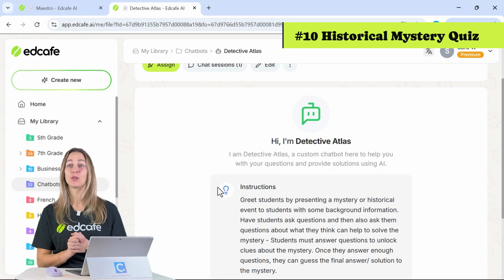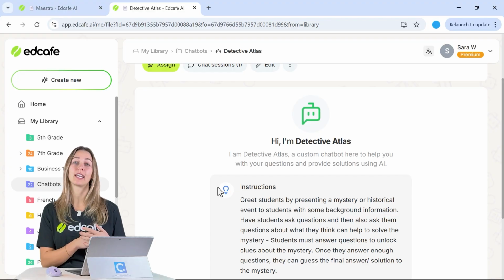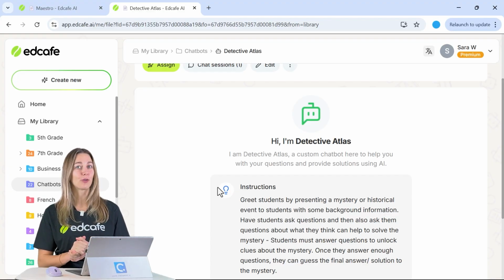Number 10, a historical mystery quiz. This allows students to solve a mystery by answering history-based questions correctly. Each correct answer can reveal a new clue, and students can find the final answer for the mystery.